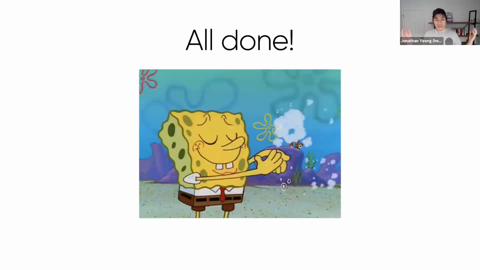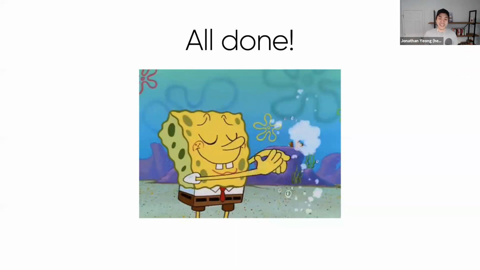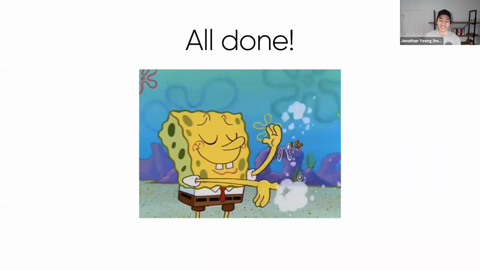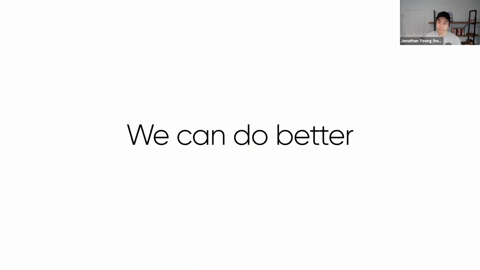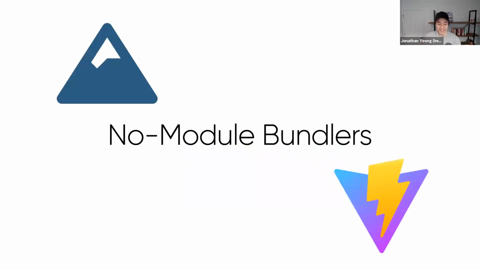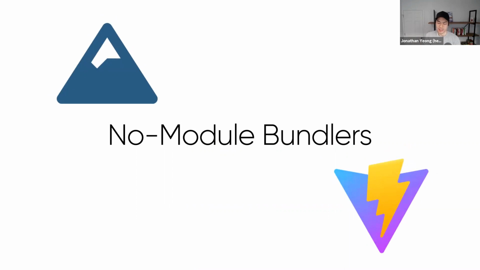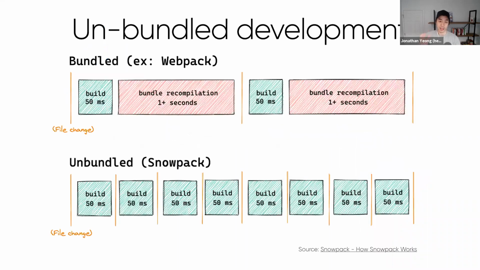So we're done, right? We can build applications, everything's sorted, and we don't really need to do anything else. Well, as developers, we love to optimize. So it's not quite the case, because we can do better, or at least in my mind, we can do better. And that's where no module bundlers come in. There are two big players in this space: Snowpack and Vite. I think it's pronounced Vite. Yeah, it's Vite. And both of these no module bundlers form around one notion, and that's unbundled development.